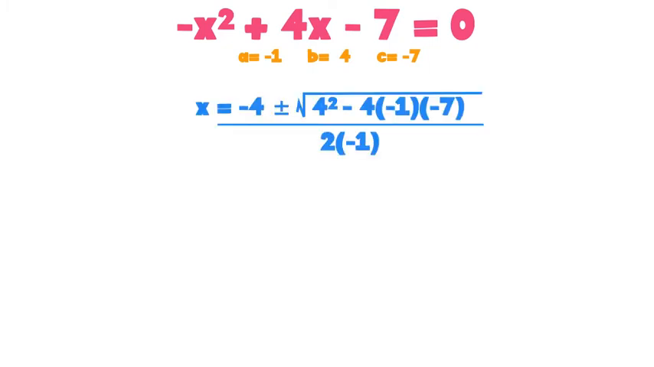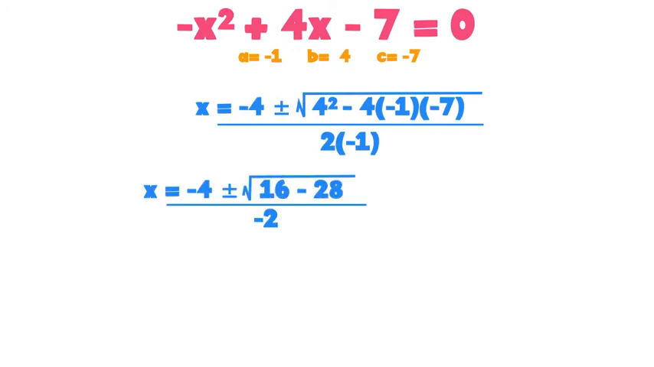X equals the opposite of b, plus or minus the square root of b squared minus 4 times a times c, all over 2a. So now that that's all plugged into my quadratic formula, I'm going to simplify step by step. First thing I'm going to do is say, okay, 4 squared, that's 16. Negative 4 times negative 1 times negative 7 is negative 28. And then 2 times negative 1 is just negative 2.